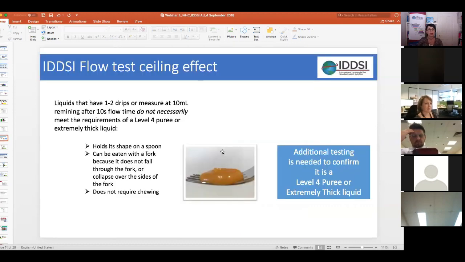So as you've probably guessed by now, we have what we call a ceiling effect with the IDDSI Flow Test. And that means that where we had hoped when we initially put the framework out that we would be able to use the syringe to categorise from 0 all the way through to level 4, what we found is that if you've got 1 to 2 drips coming out of the syringe after 10 seconds of flow, or if it's sitting at 10 mils of flow, that doesn't necessarily mean that it's a puree. So it means that we need to do some additional testing. So the critical elements of the puree then are that it holds its shape on a spoon, that you can eat it with a fork because it doesn't fall through the fork or collapse over the sides of the fork, and it shouldn't need chewing.